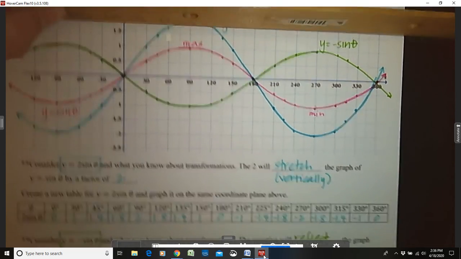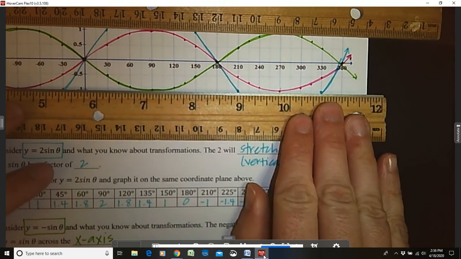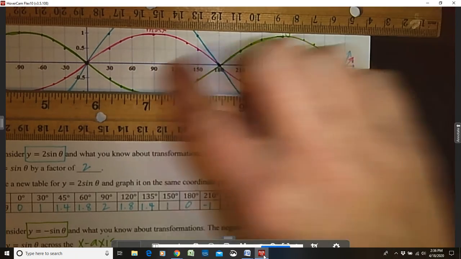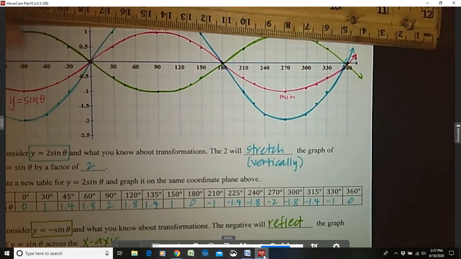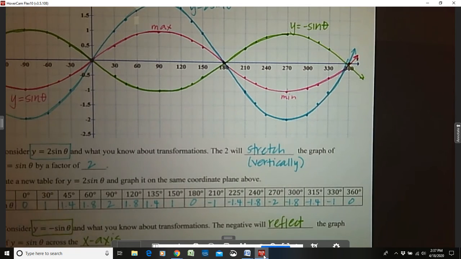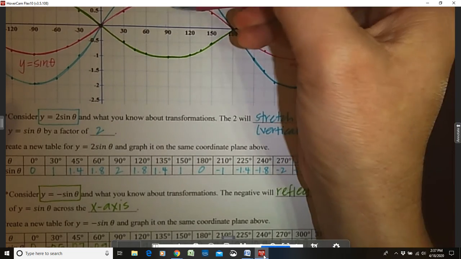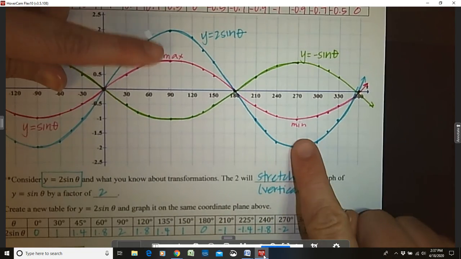And if I put rulers in here, you can see that the difference between the max and the min is 2. Okay, this one goes up to 1 and down to -1. If I cut that in half, 2 divided by 2 is 1, and then take the absolute value of it, which I don't really have to. The half the distance is going to be 1. So the amplitude in this regular sine graph is 1. Half the distance between the max and the min.